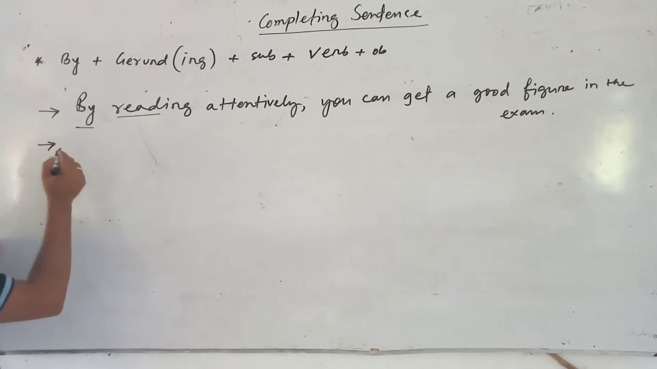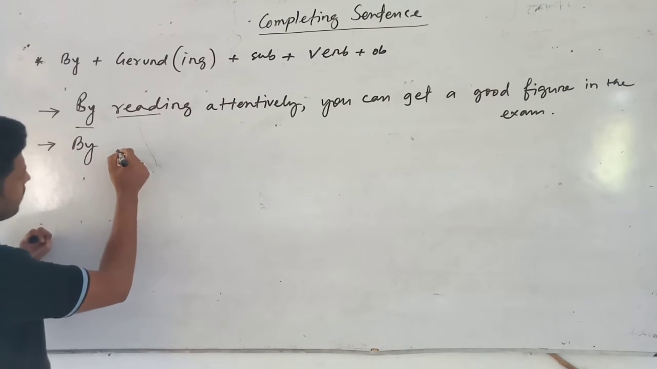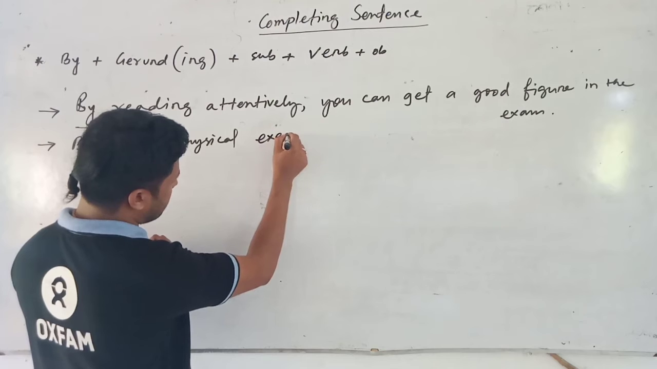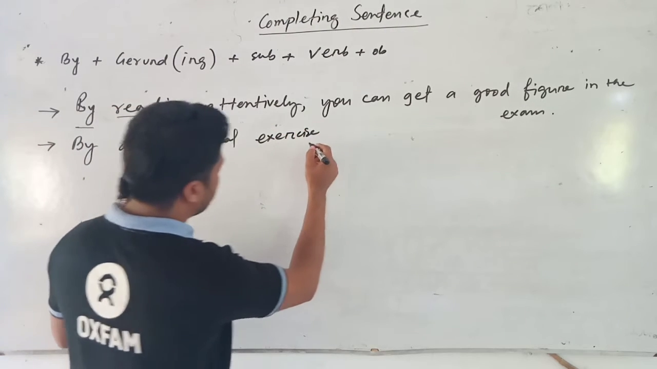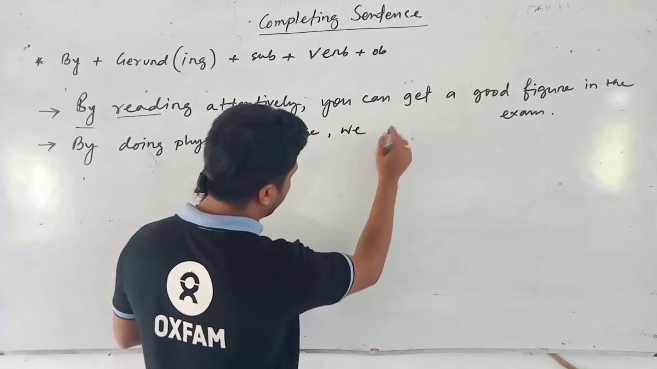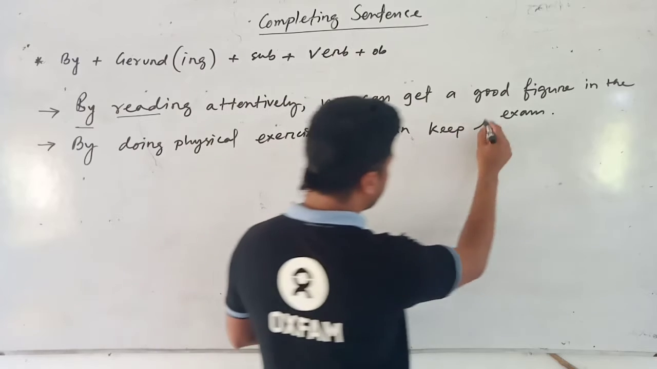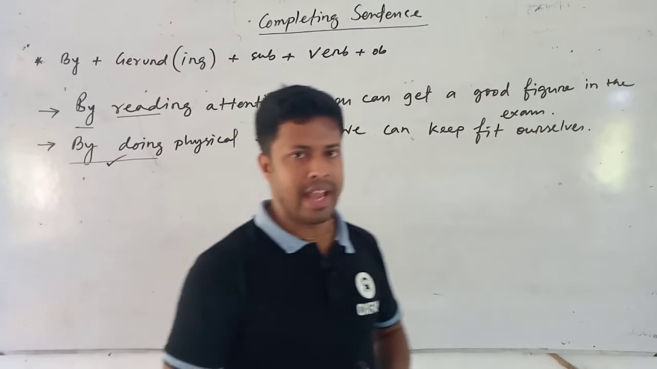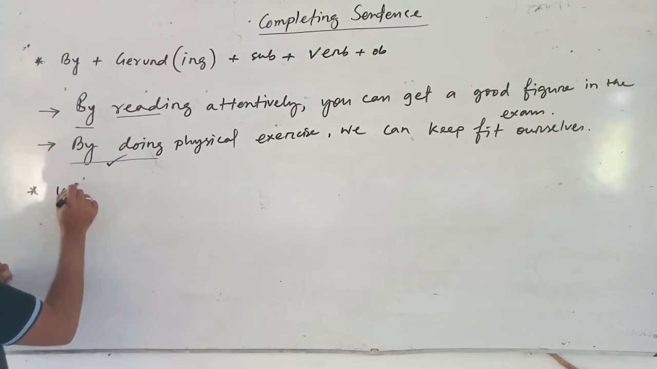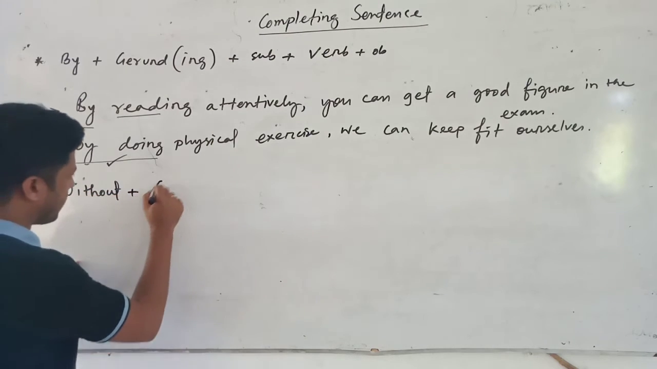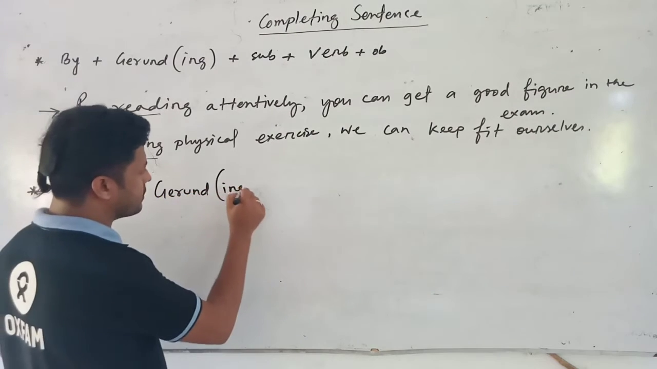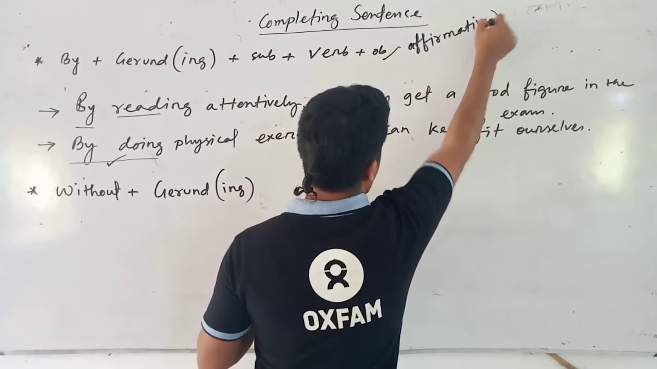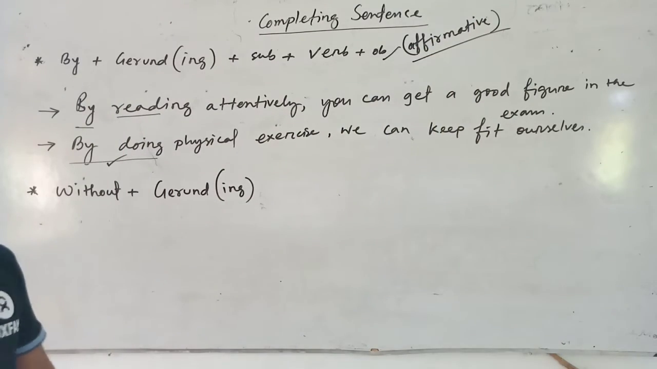Another example is by doing physical exercise, we can keep ourselves fit. So after by, we must use gerund. Especially this structure means affirmative. After by we can put an affirmative sentence.